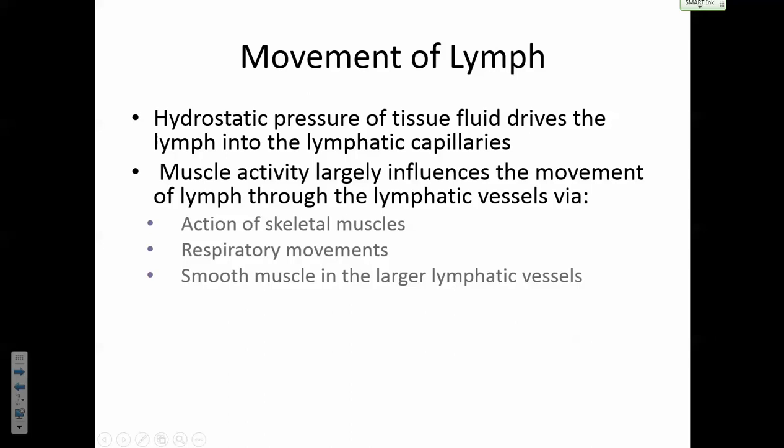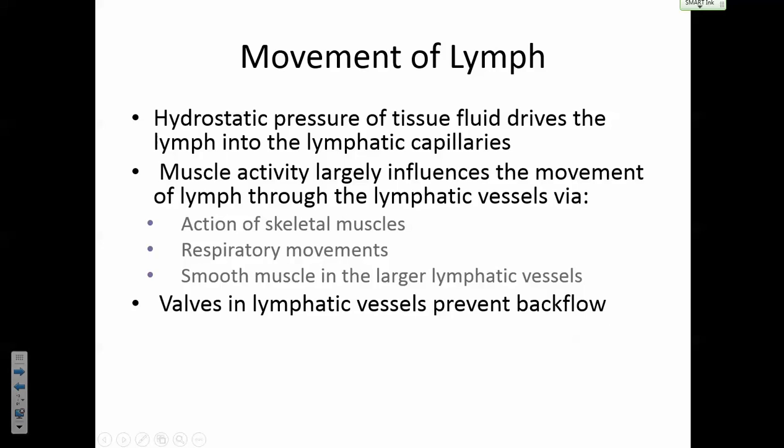So what causes it to move once it gets into the larger lymph vessels out of the capillaries is the same thing that causes blood to move in a vein, which is the action of surrounding skeletal muscles. They squish on it, and the presence of the valves prevents a backflow. In the thoracic area, the pressures associated with breathing cause it to move, just like in the blood vessels. And the larger lymph vessels also have smooth muscles in their walls, so they can constrict a little bit, which helps move that lymph on through. And just remember, the valves keep it from backflowing.